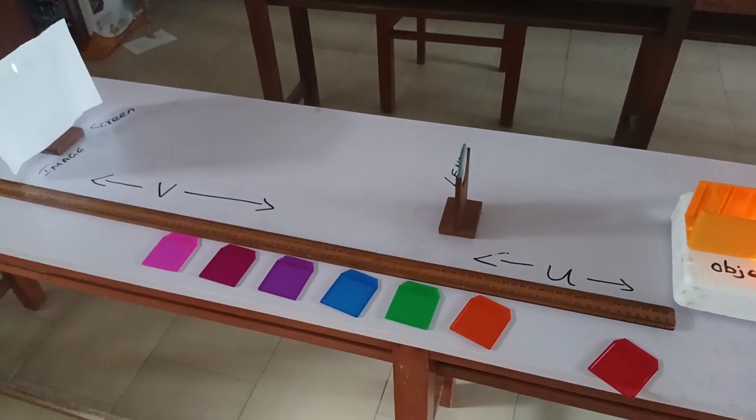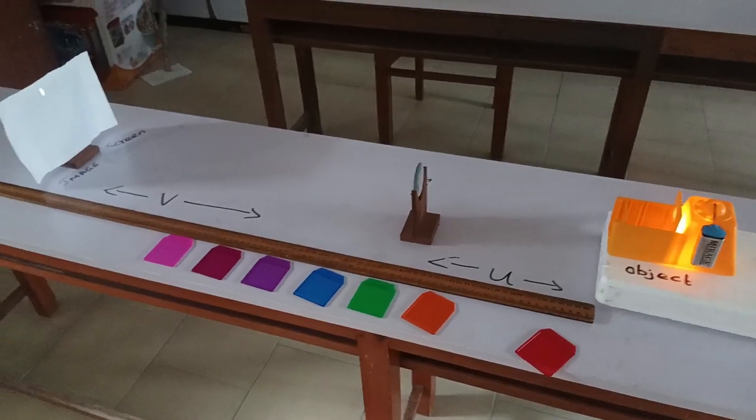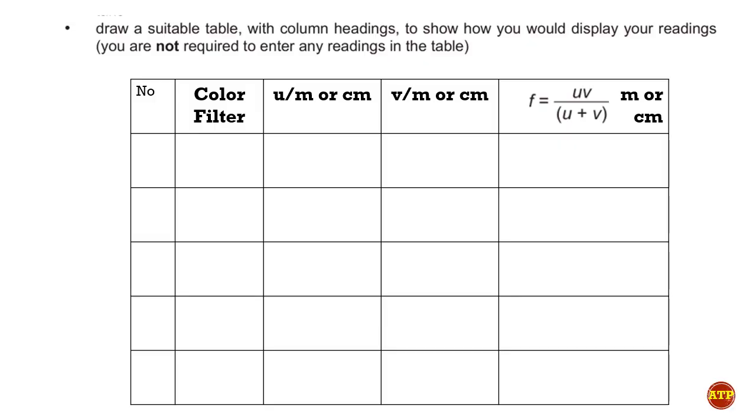This is the experimental procedure. I hope you got it. So here is the sample table with column headings: color filter, then u in meter or centimeter, and v in meter or centimeter, and the focal length from the equation given in the question, in meter or centimeter.